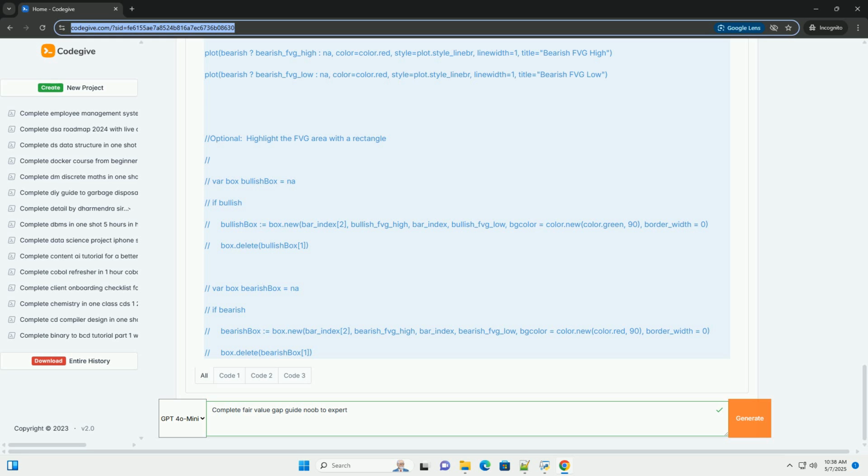Refinement: FVGs are zones, not precise price levels. Price might not perfectly touch the exact FVG boundaries. Look for price action confirmation, like candlestick patterns, near the FVG before entering a trade. Failed FVG: sometimes, price will break through an FVG without respecting it. This can signal a change in the underlying trend. Use stop losses to protect your capital.